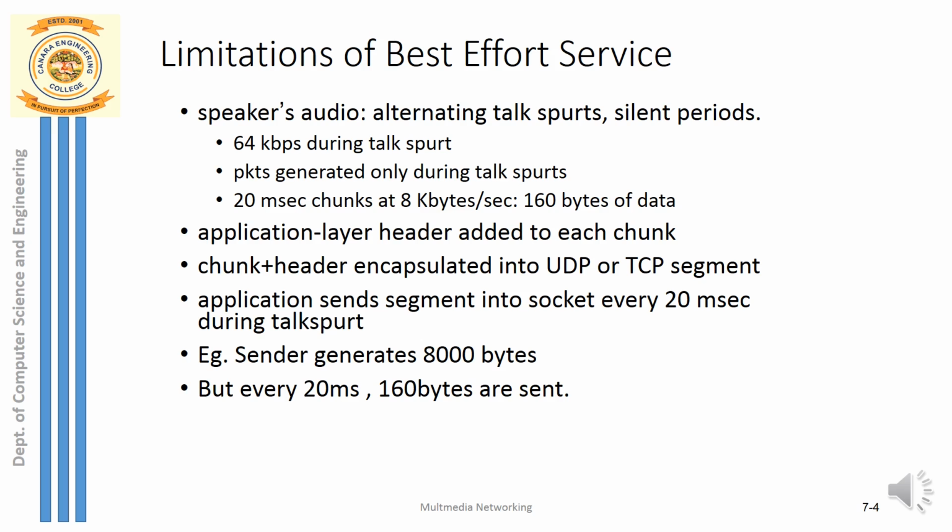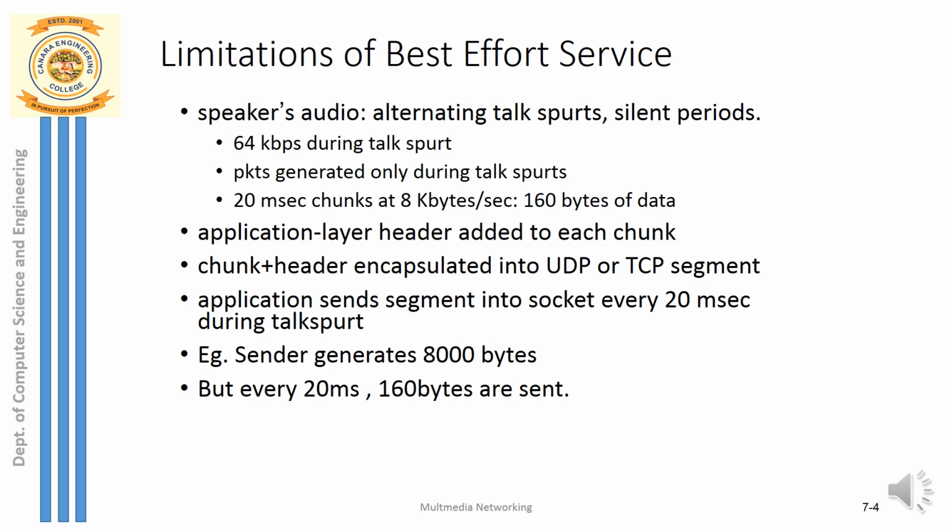His sending speed is just 20 milliseconds. It is something like only a few bytes out of this for every 20 milliseconds that he is going to send. So how many bytes out of the 8000 bytes generated for 1 second can be sent by the sender for 20 milliseconds? That is 160 bytes of data. So out of 8000 bytes, only 160 bytes can be sent for every 20 milliseconds.